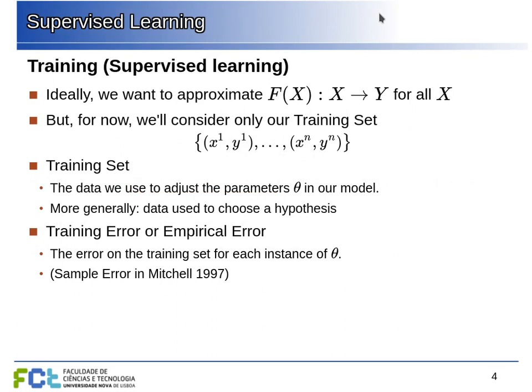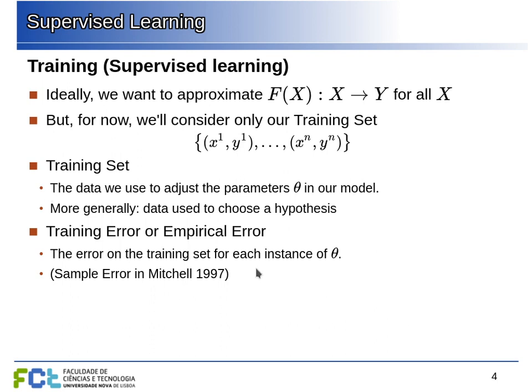So ideally, we would want to parameterize our model, to find the hypothesis that approximates the target values for all possible examples in the universe. But now we're only going to consider a sub case of this problem, which is looking only at our training set. So the training set is the set of data that we are using to adjust the parameters and select the best hypothesis. More generally, even if we don't have a model with specific parameters, the training set will always be the data we use to select a hypothesis.